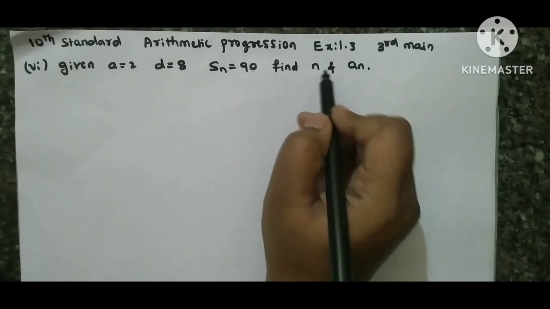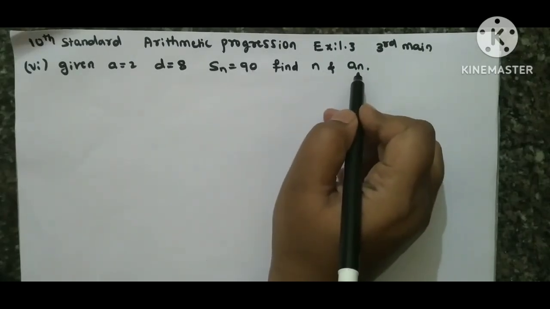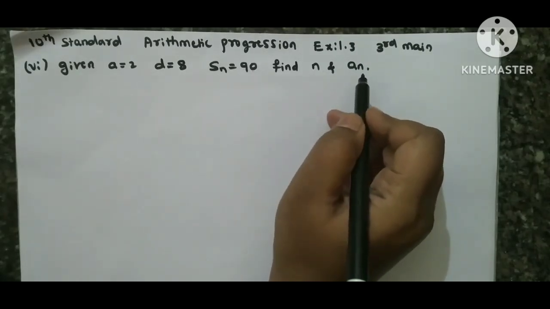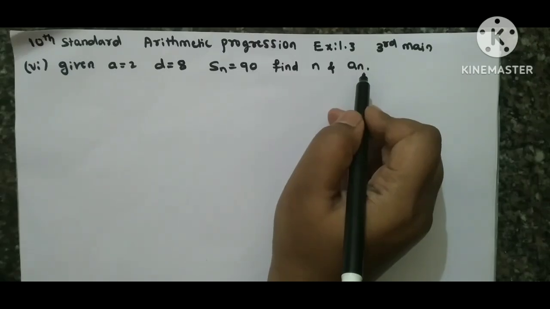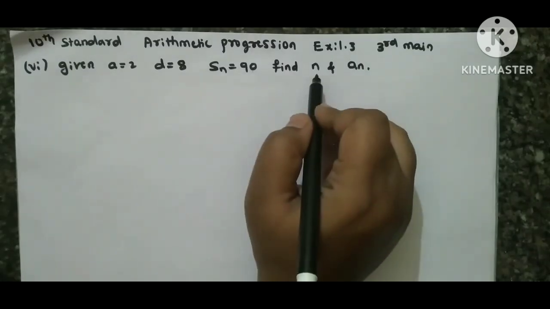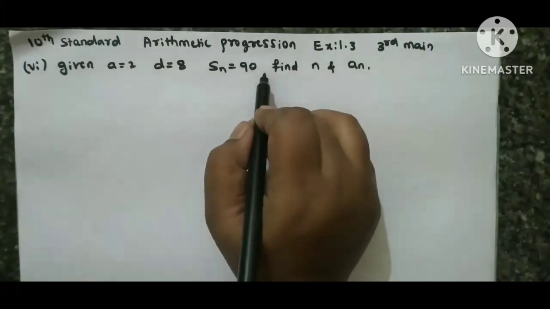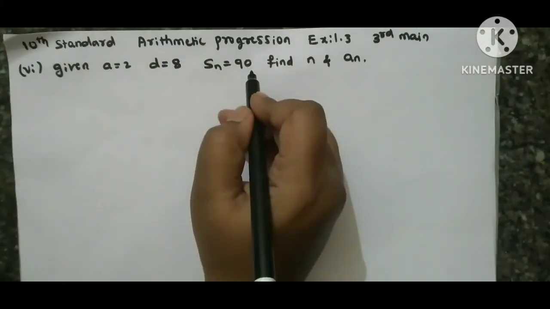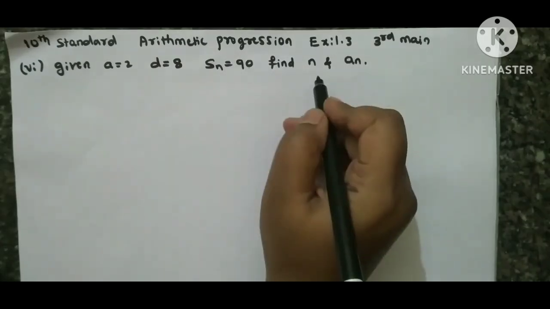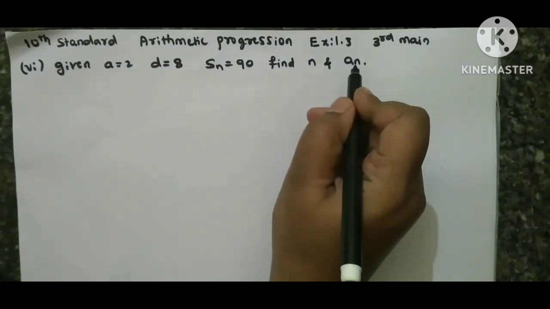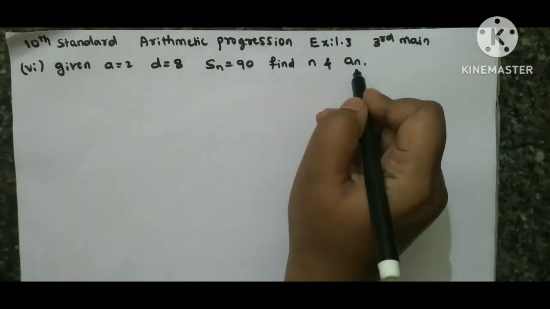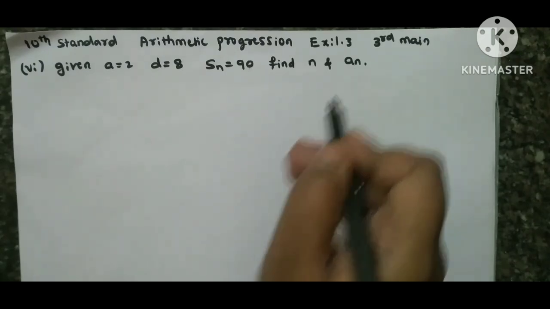We have to find that. We need to find n here, and the nth term of the AP, which is the last term. Nth term means the last term we need to find, and how many terms are there in that AP we have to find. They have given the sum of the n terms, which means if you add all the terms, the total we are going to get is 90. So we need to find n and an here. How many terms, and the last term of the AP, we have to find.